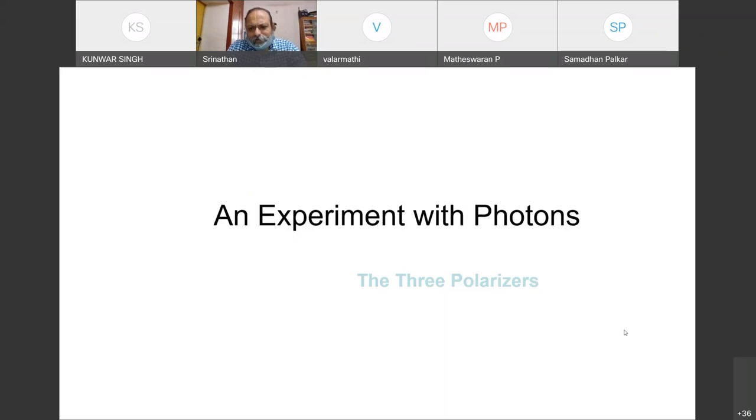For which you need to know some amount of quantum mechanics. I'll introduce just enough quantum mechanics so that we can quickly understand how to build quantum Byzantine agreement protocols. So we'll start with the experiment with three polarizers.